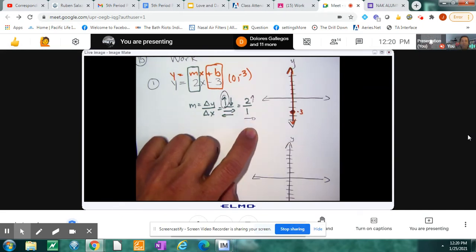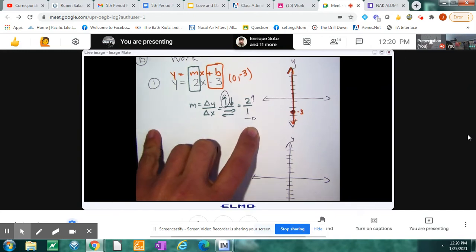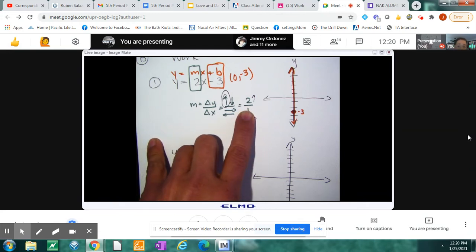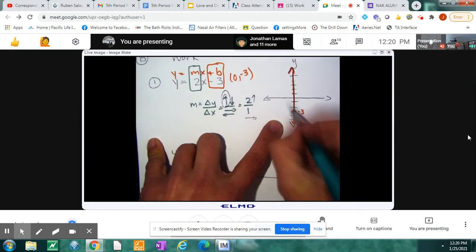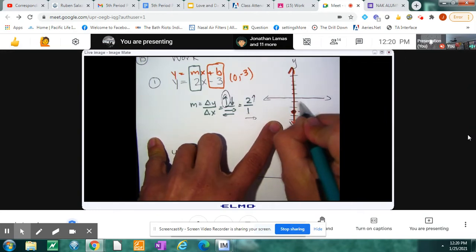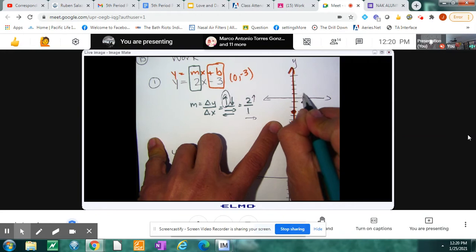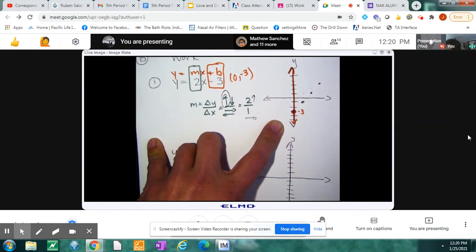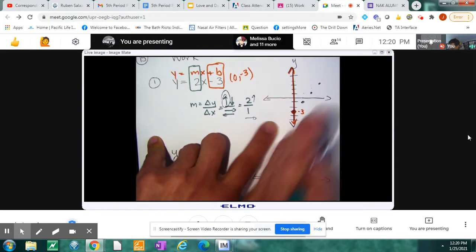So now all you have to do is start counting. Simple, guys. Ready? Two up and one to the right. All right, here we go. One, two, one. One, two, one. One, two, one. All right. So now you see how it's a straight line?